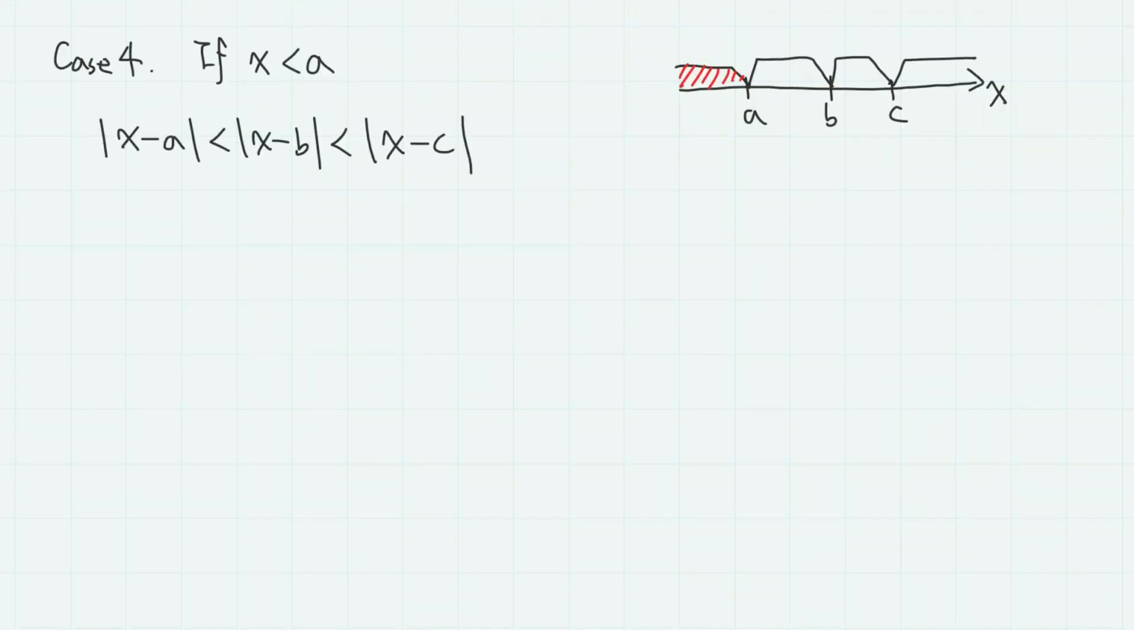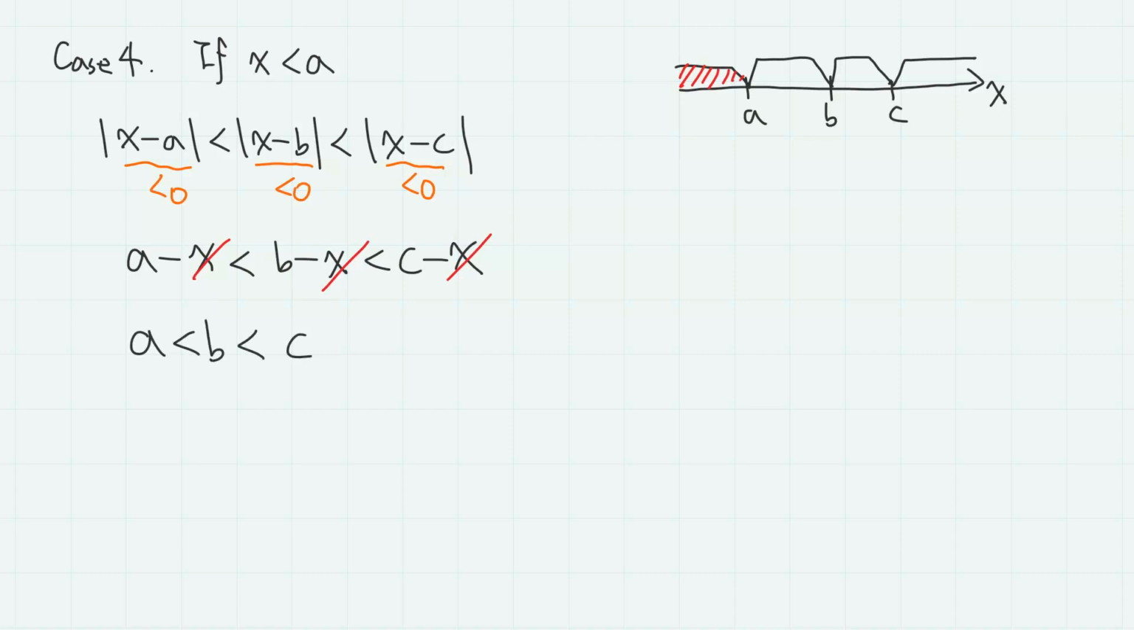Finally, if x is less than a, then x minus a, x minus b, and x minus c are all negative, so we have a minus x is less than b minus x, which is less than c minus x. So cancelling x, we have a is less than b and b is less than c, and this is always true because of the given condition. Therefore, the solution for case 4 is the common range between all real numbers and this range, which is just x is less than a.